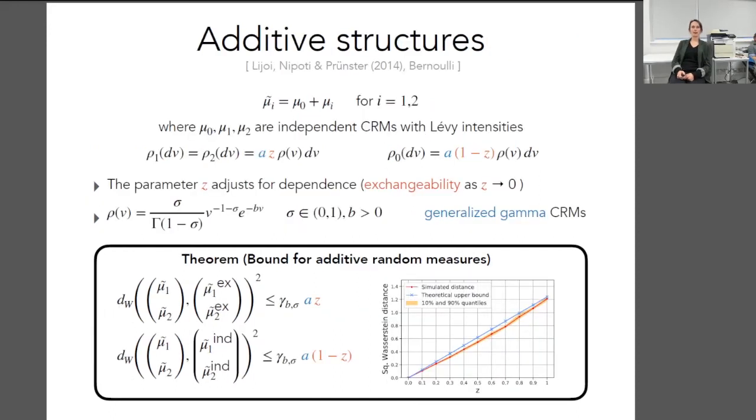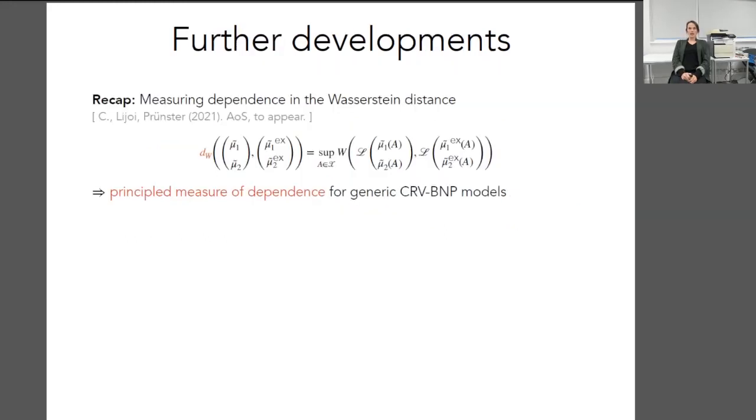Okay, then we have similar results, but I will not be dwelling too much on them, for additive models, which are basically another effective way of modeling the dependence between completely random measures. And once again, we can see that our theoretical upper bounds are very close to the simulated ones. And so this is actually concluding the first part of the talk.